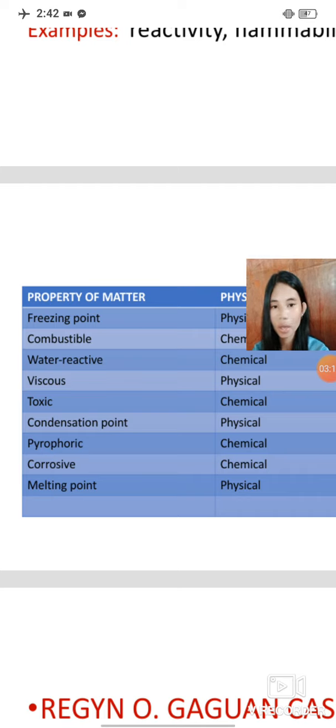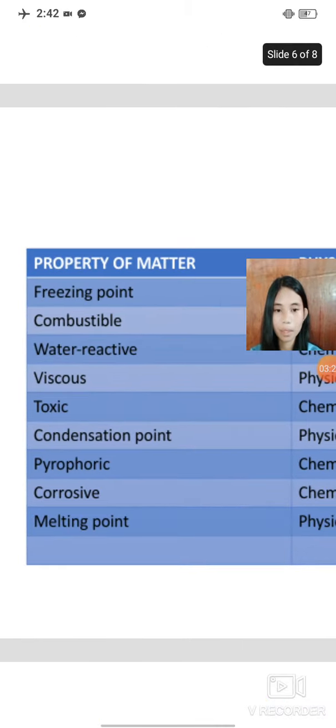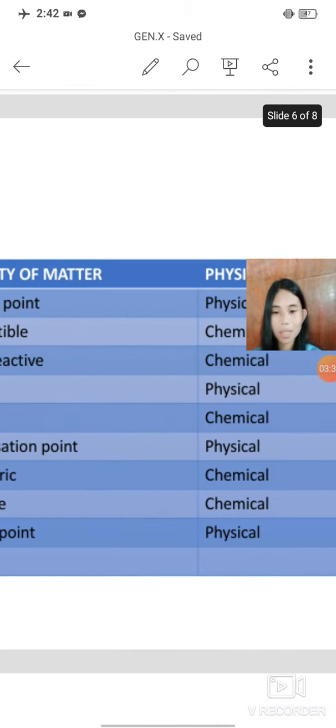And then corrosive, it's a chemical property. A substance that causes damage by chemical action, like a highly corrosive acid. Lastly, but not the least, is melting point, physical. The temperature at which a given solid will melt.